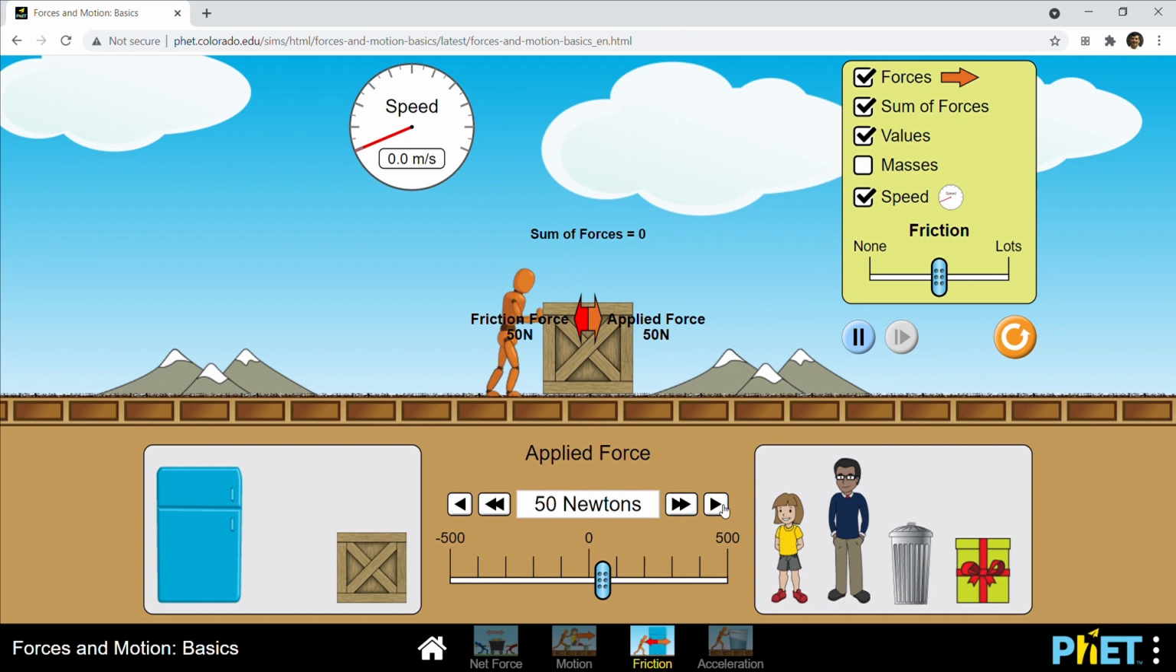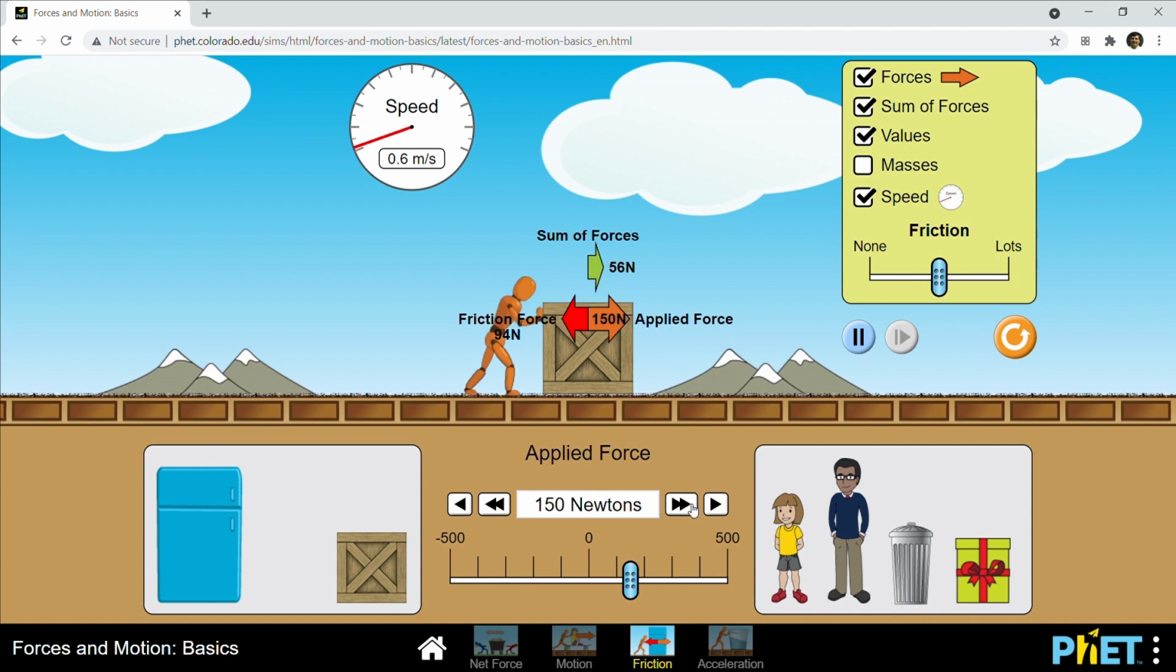So we know that the forces are balanced. Therefore, we know that there has to be a friction force balancing it. So the box is in equilibrium. It's at rest and remains at rest. We know that if I keep pushing, eventually we will not have equilibrium.